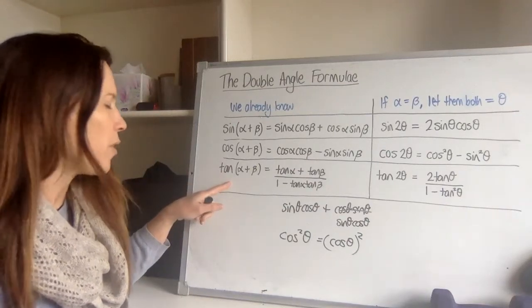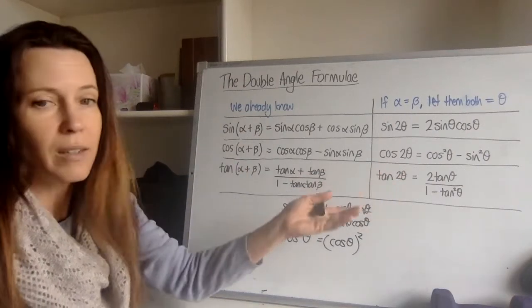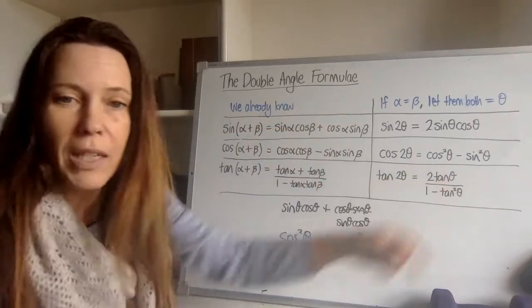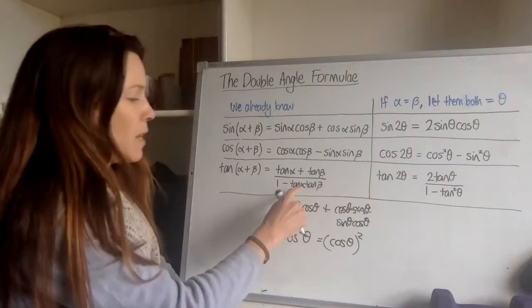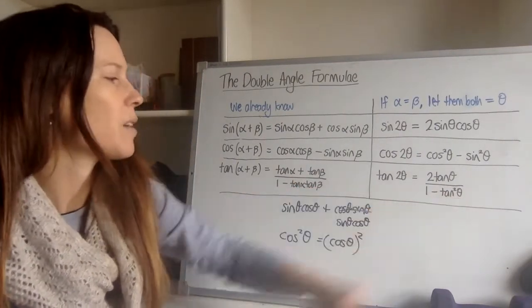And then this one follows on much the same. The tan of theta plus theta would be the tan of 2 theta. And if you had tan theta plus tan theta on the top, you'd get 2 tan theta. And on the bottom, 1 minus, that's the same, tan theta times tan theta, that would just be tan squared theta, or the tan of theta all squared.